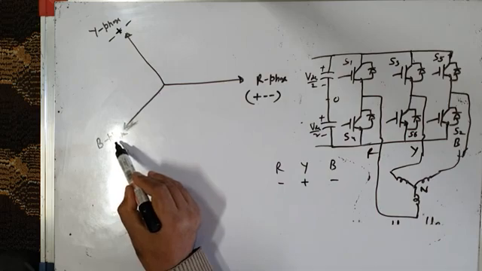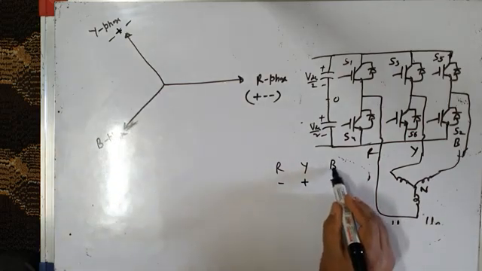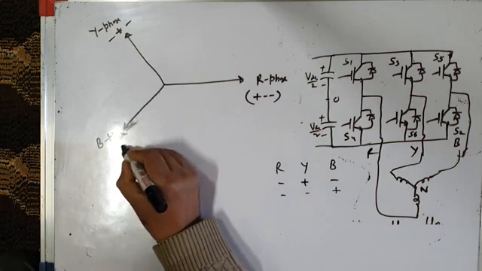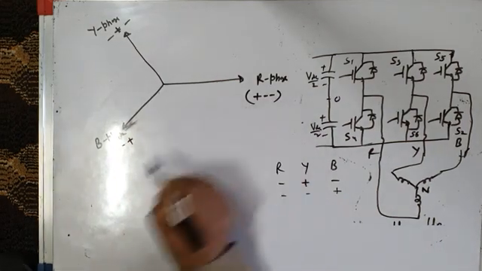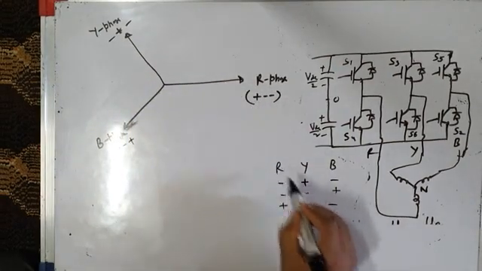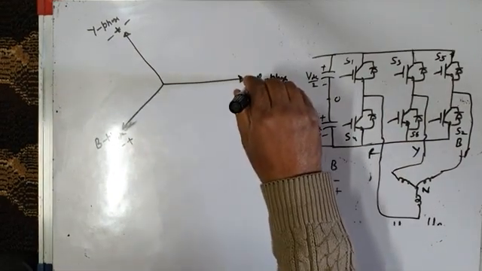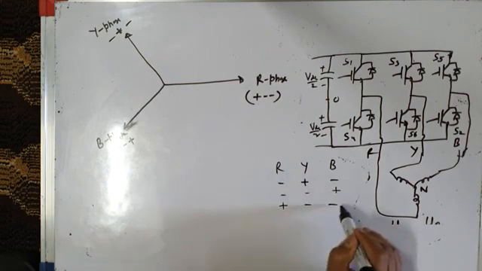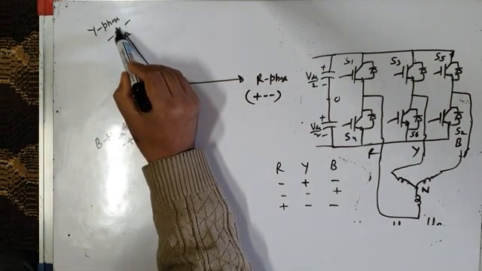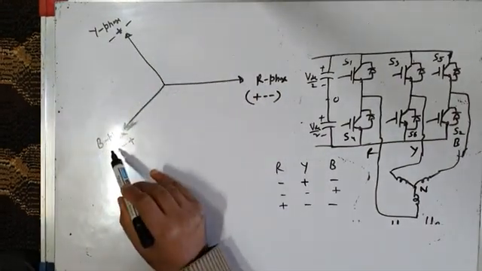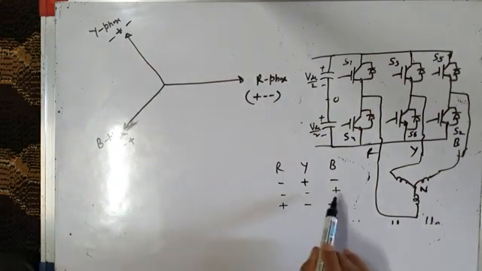What about the B phase axis? Along B phase axis, voltage Vb will be maximum positive and the other two voltages will be negative. So this will be minus minus plus. So these are my 3 switching states. Along R phase, the phase voltage VRN will be at its maximum value, so plus minus minus. Along Y phase, VYN will be at its maximum value, so minus plus minus. And along B phase, VBN will be at its maximum value, minus minus plus.